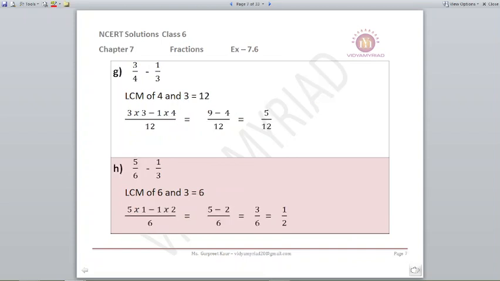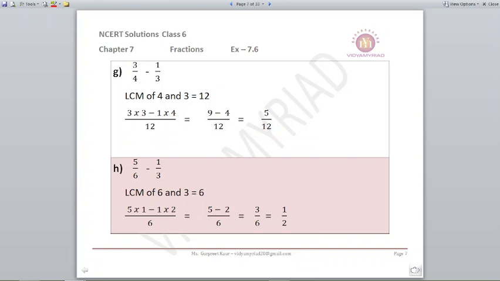Next, 3 upon 4 minus 1 upon 3. Now 4 and 3 LCM is 12. So directly I am doing it now. What will happen? 3 will be multiplied by 3 and 1 will be multiplied by 4, because we want to make denominator as 12. So it becomes 9 minus 4. Your answer is 5 upon 12.